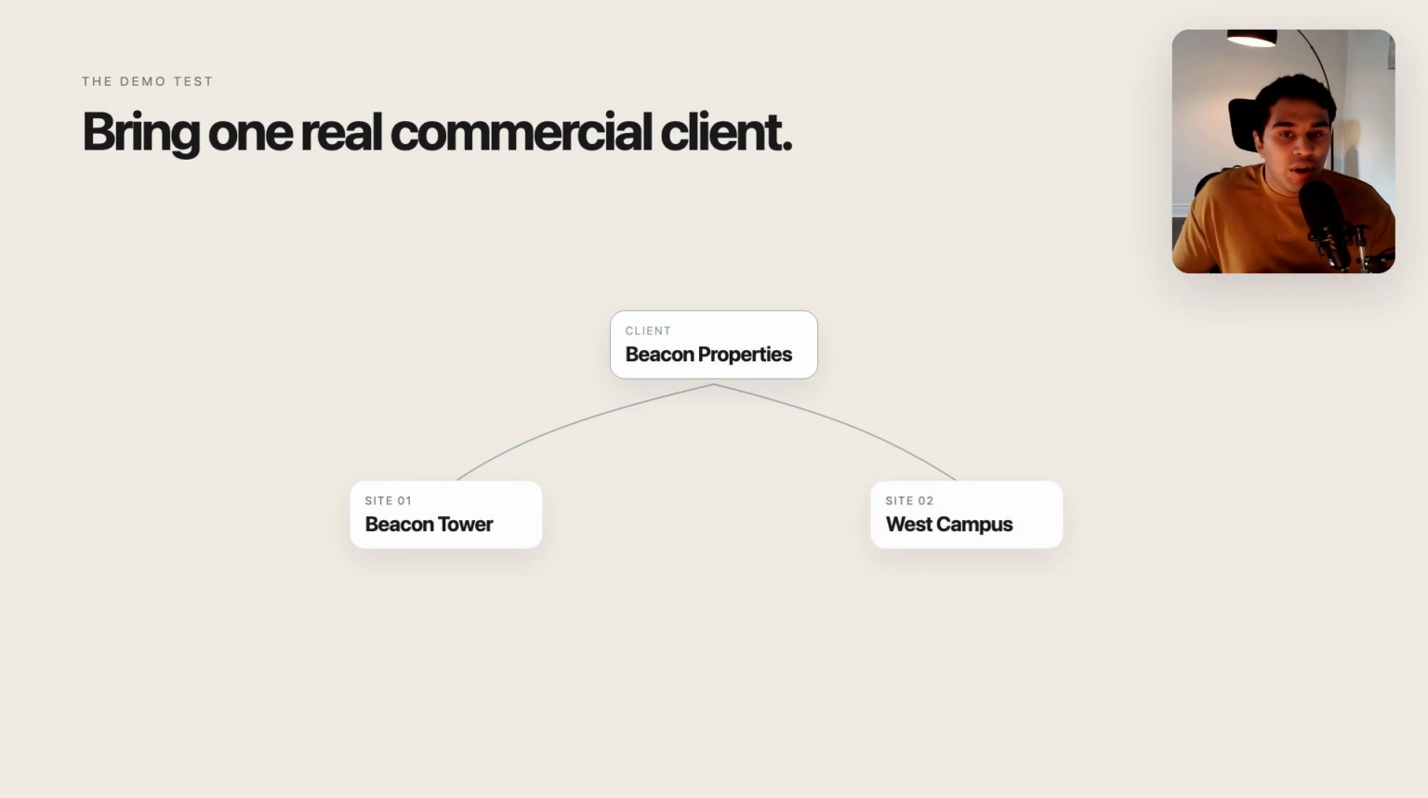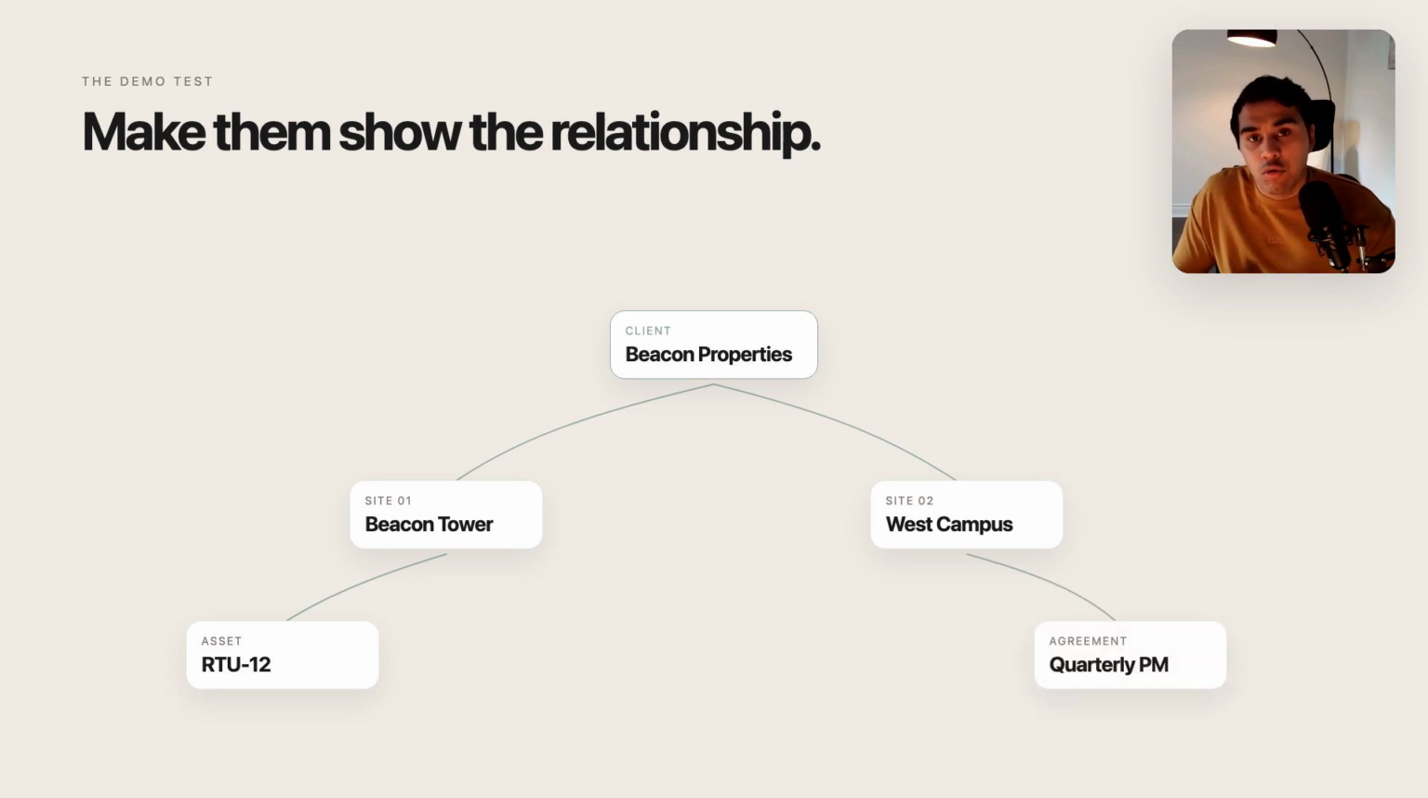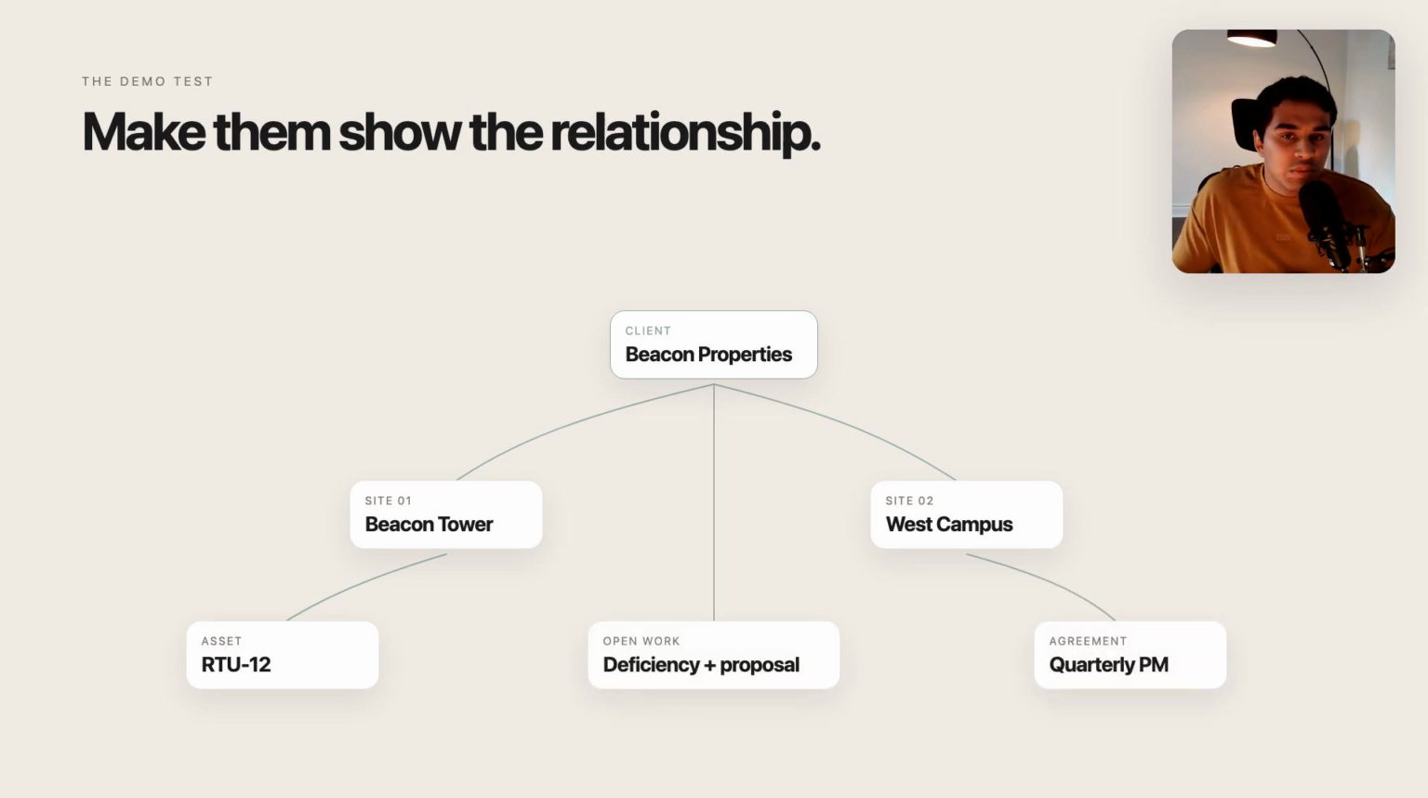Before any demo, bring one real client with multiple sites, assets, a PM agreement, an open deficiency, and a replacement proposal. Ask the vendor to show you how you will fit this data hierarchy into their commercial HVAC CRM. If they cannot show you the relationship clearly, if they are showing you workarounds, that means the CRM will not fix your operations. It will give you spreadsheets and a new tool that ultimately does not replace spreadsheets.